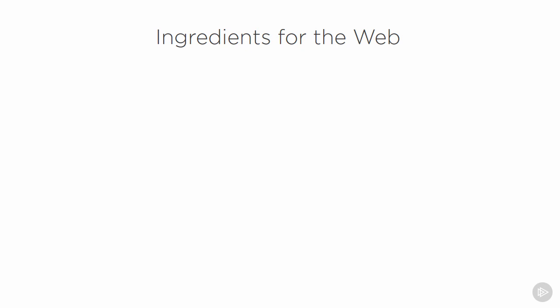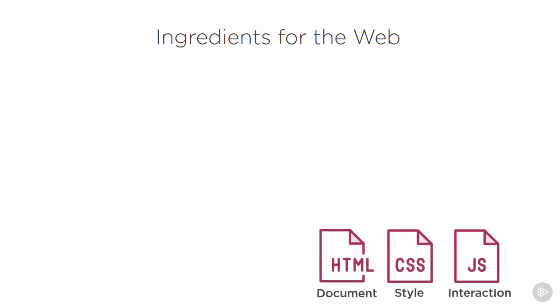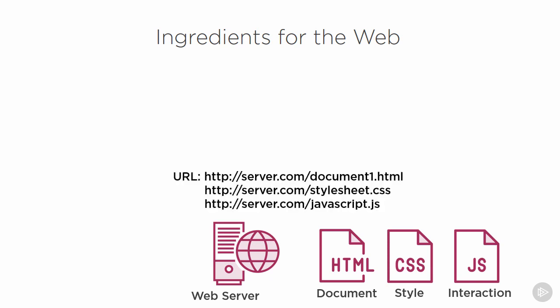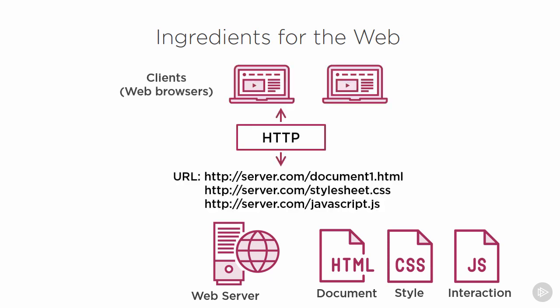Any web page or application consists of three main documents: HTML, that contains content like text and images, CSS to style the HTML, and JavaScript to make it interactive. These documents are hosted on a web server that exposes them to the internet using unique URLs. Then, web browsers that are used from client computers can access these documents through the HTTP or Hypertext Transfer Protocol.